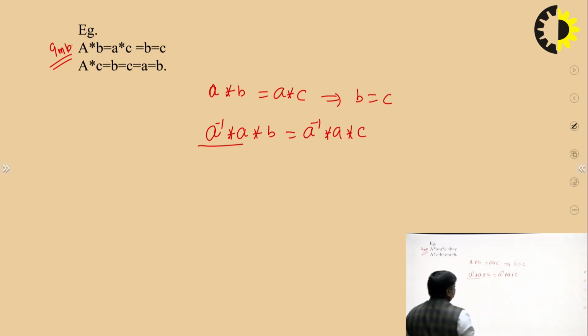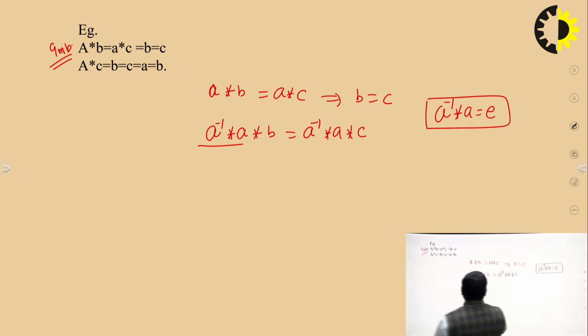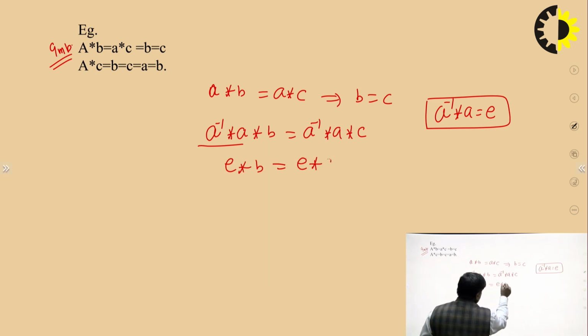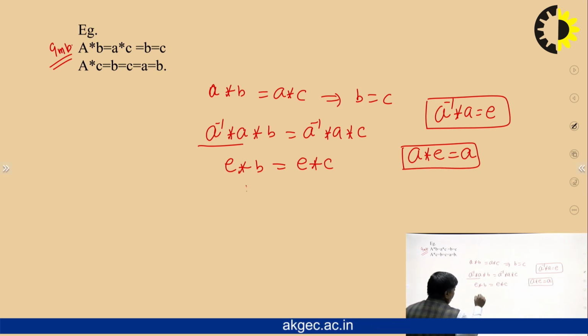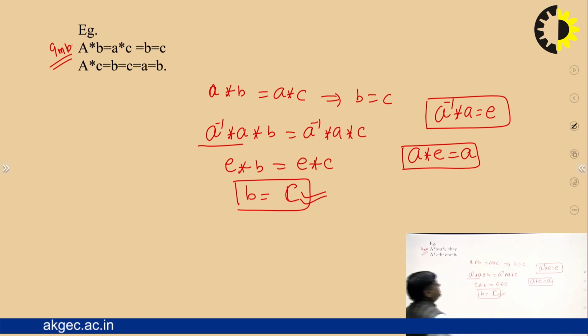Now A inverse, what is the inverse property of the group? A inverse A is E. It means we write here E into B, same E into C. And what is the identity property of the group? Identity property of the group, A into E is equal to A. For this concept we can write here B, and on this side here C. Now this is the proof.